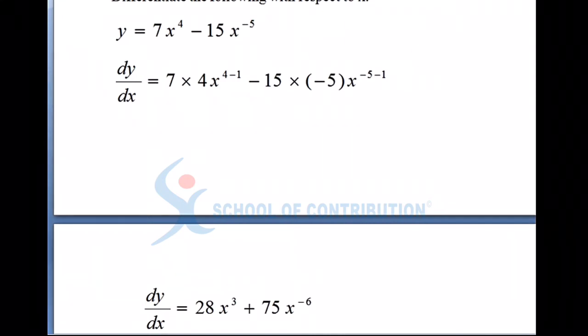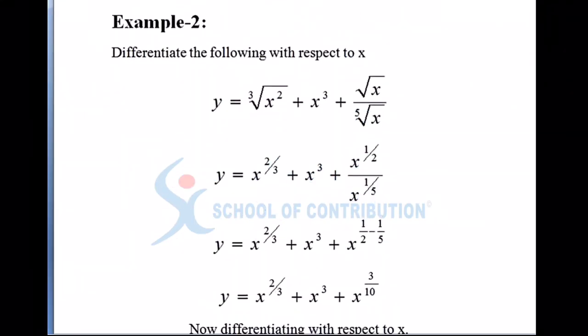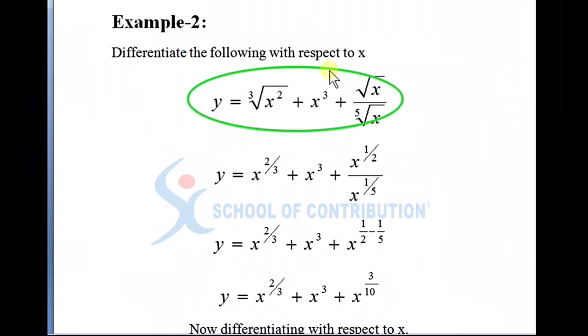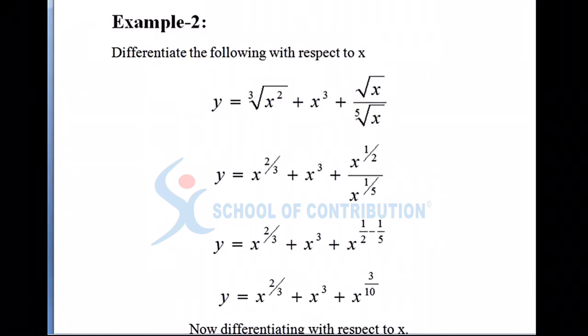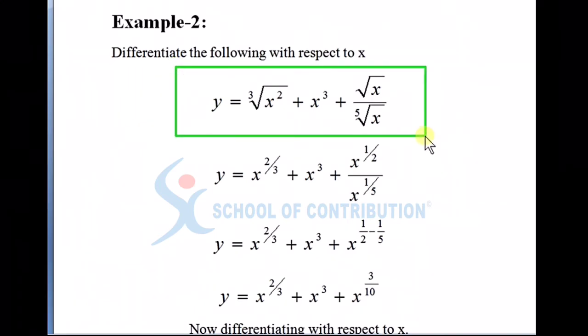Now we can move on to see another example. Let's say we see another example over here. So we are given another function that reads as follows. It says x square to the power cubic root, x square to the cubic root, plus x cube, plus root over x divided by fifth root of x.